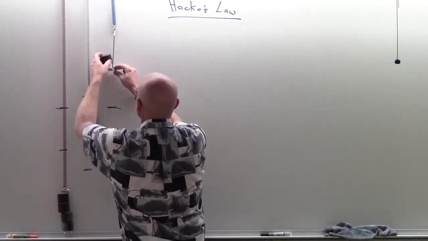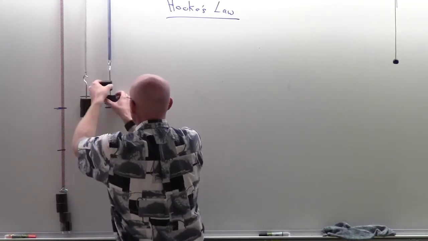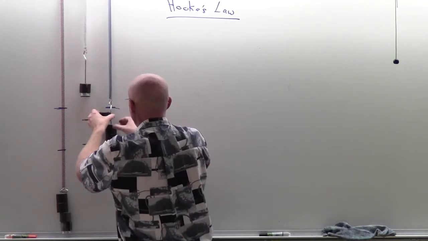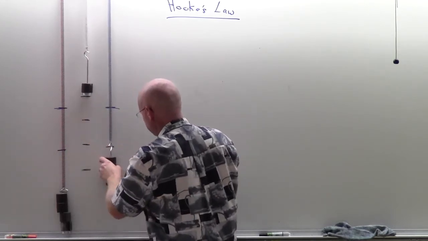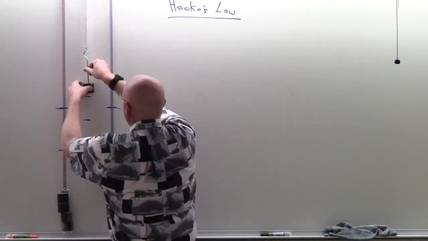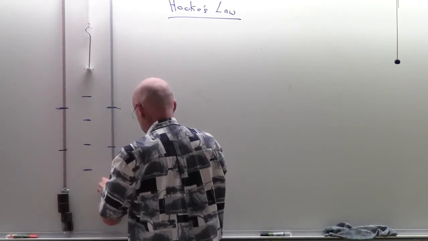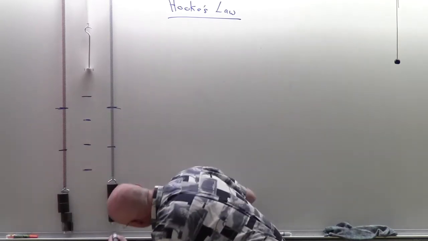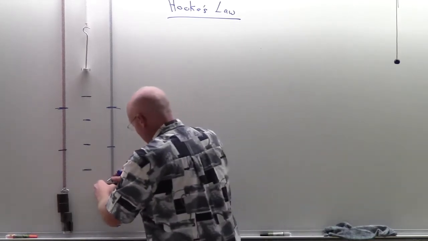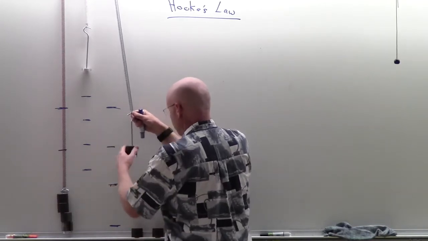So let's see. First one got it down to here. Second one got it to there. Where does the third one bring it? To here. And then the fourth one right to here. And if we take a look at this pattern, we hopefully will see the same thing Hooke noticed.